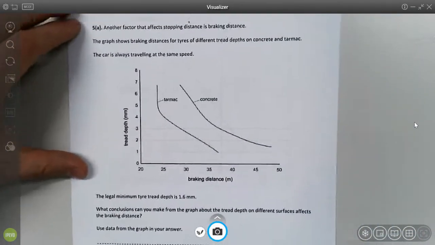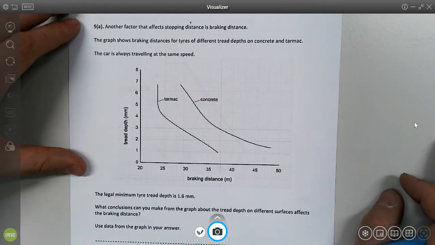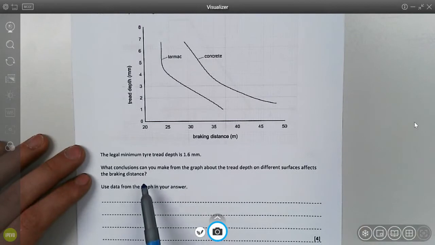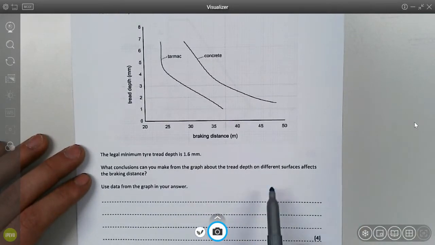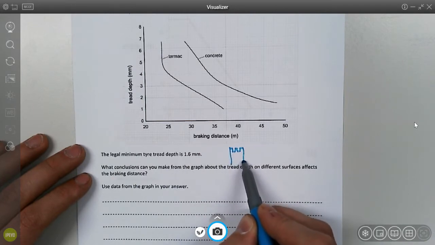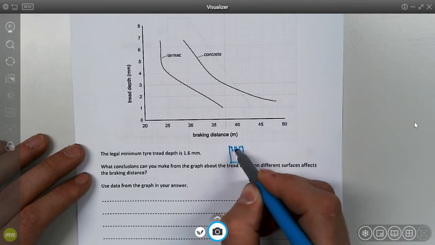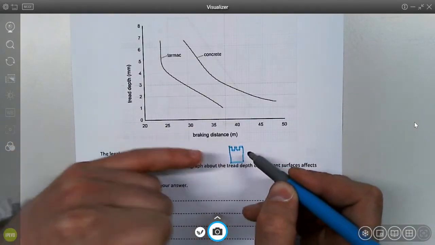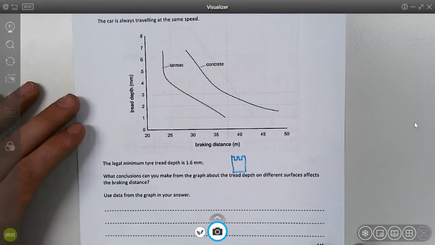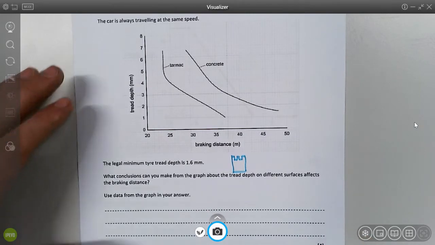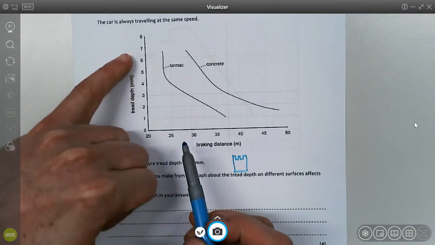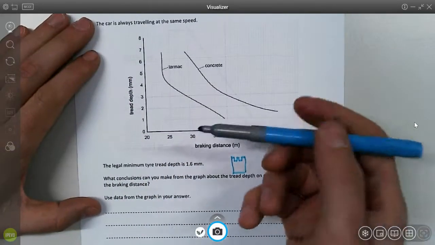Question 5. Pause the video now and try this question. So what conclusions can you make from the graph about tread depth on different surfaces? So tread depth, when you look at a car wheel, they have these grooves in them. That is known as the tread, and obviously that's to allow water to kind of flow out from the tyre so it doesn't aquaplane or kind of glide on the water. So what conclusions can we make? So obviously, as tread depth increases, what happens to the braking distance? It decreases.